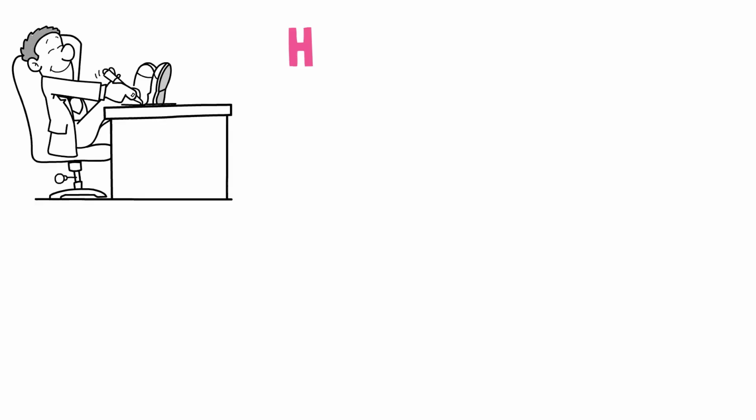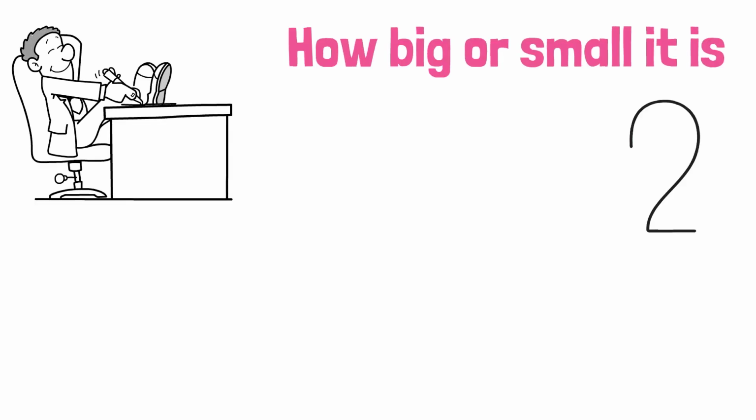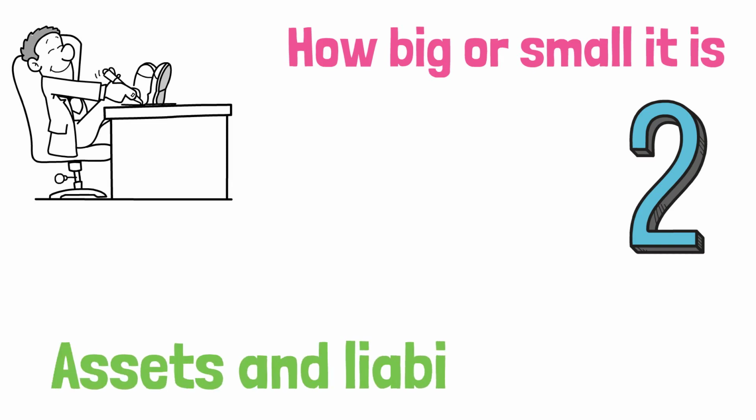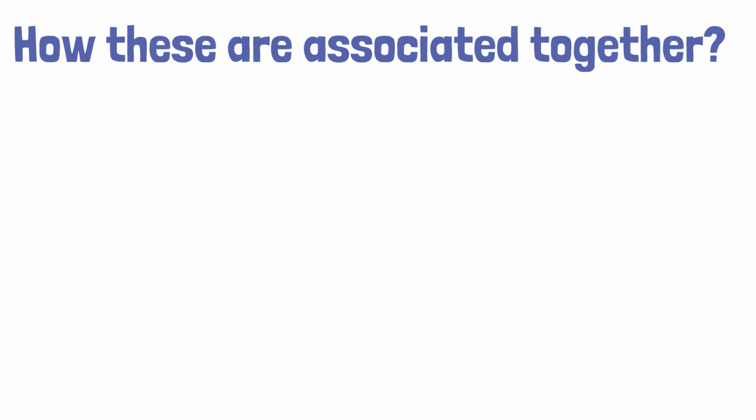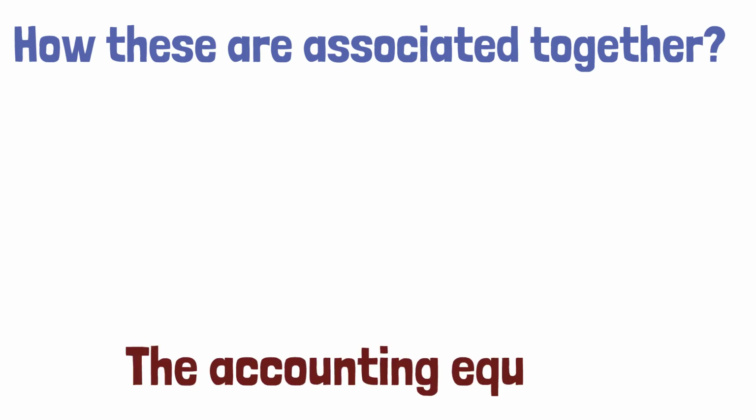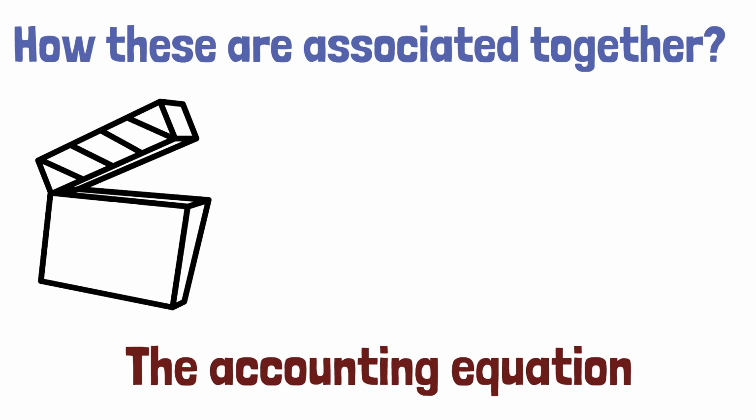Every business out there, no matter how big or small it is, has two main components as a foundation. These are the assets and liabilities of its balance sheet. Equity of the shareholders is the third component of that balance sheet. How are equity, liabilities, and assets associated together? This is where the accounting equation comes into play, and this is what today's video is about.